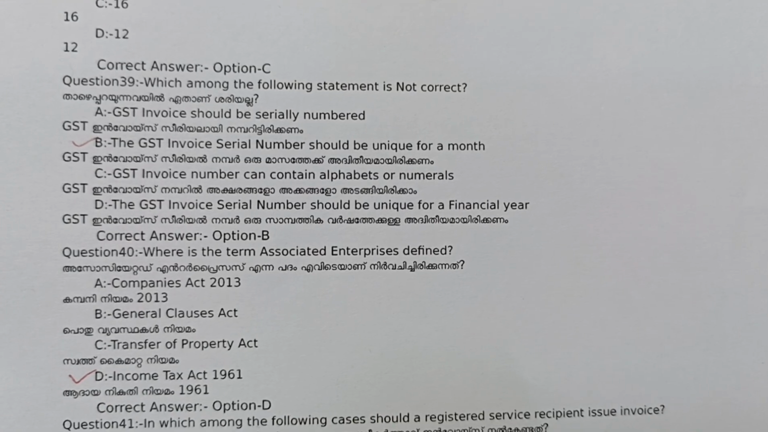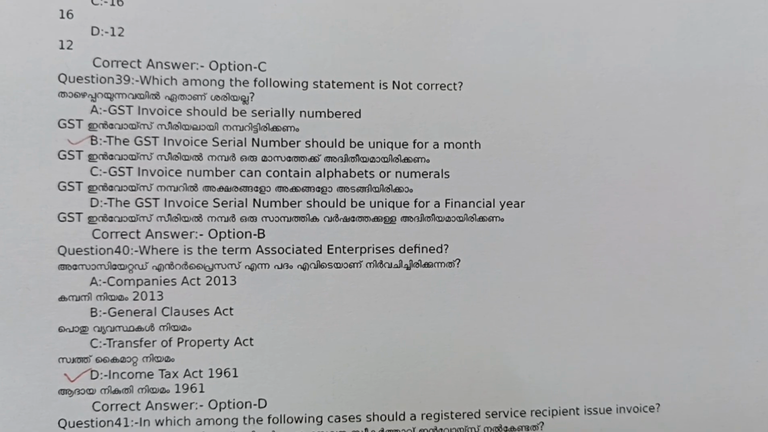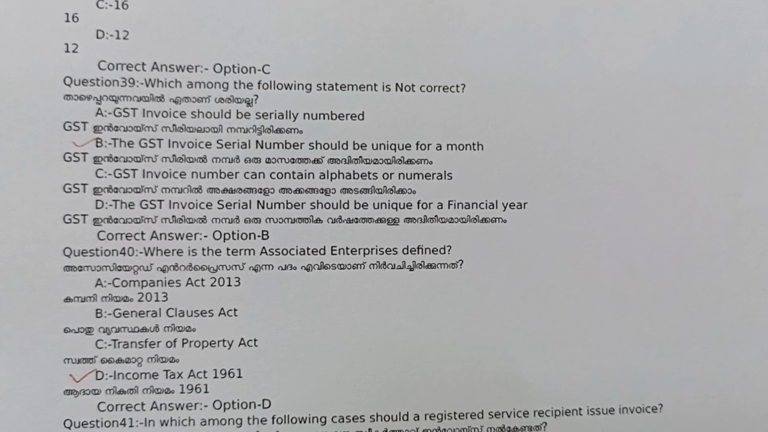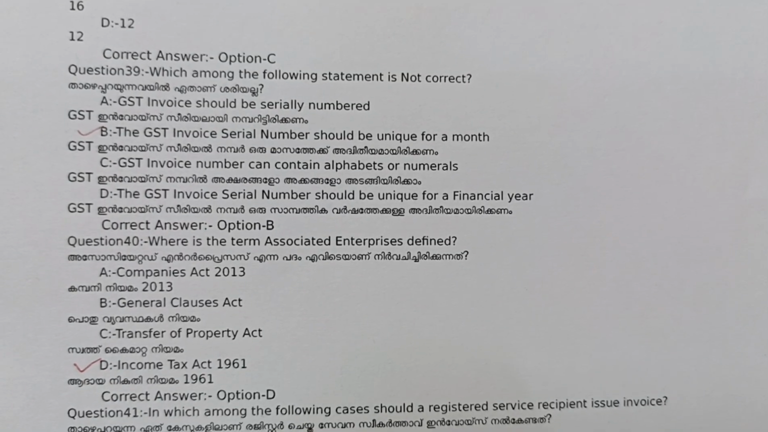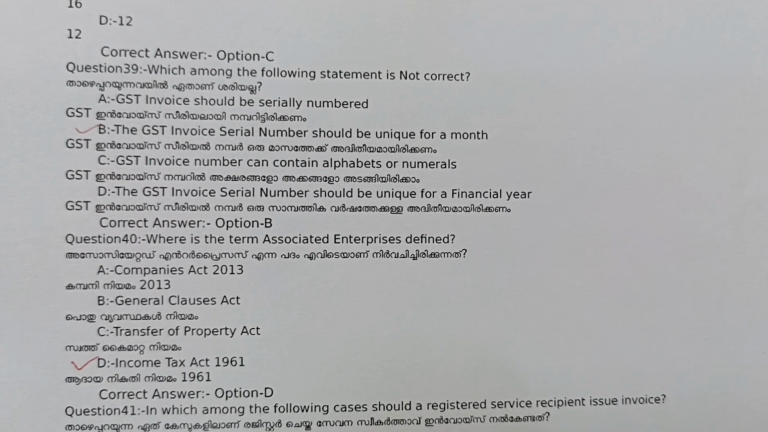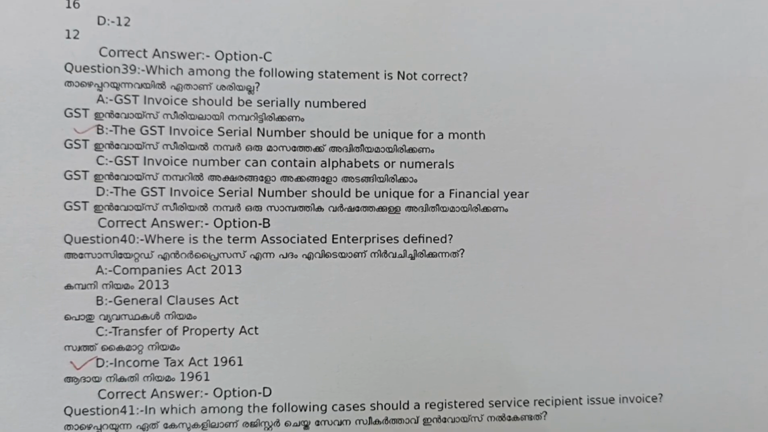The GST invoice serial number should be unique for a month. Question number 40. Where is the term associated enterprises defined? Answer, Income Tax Act 1961.